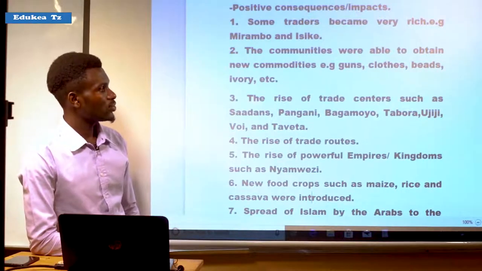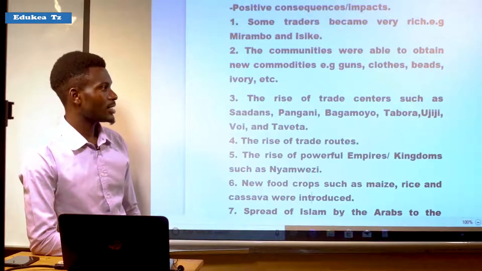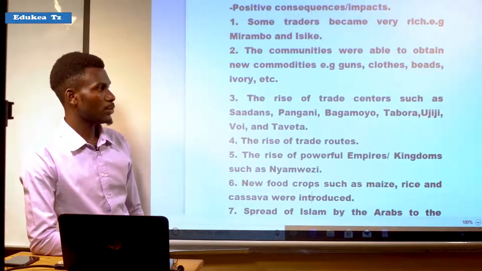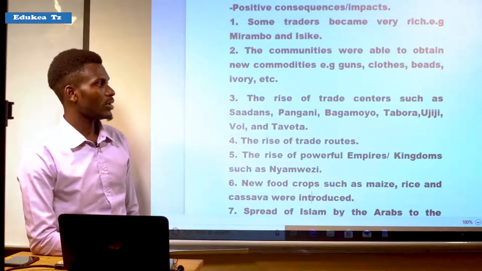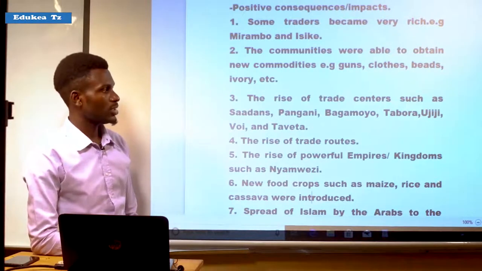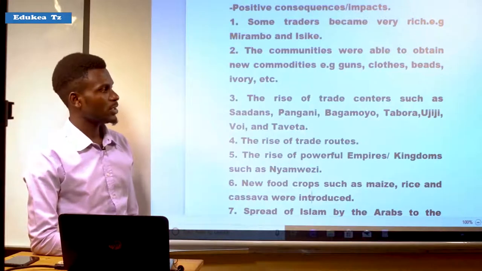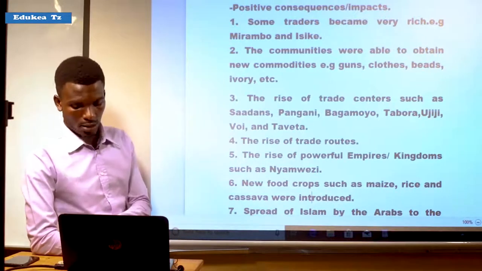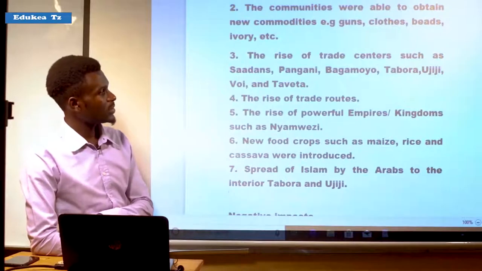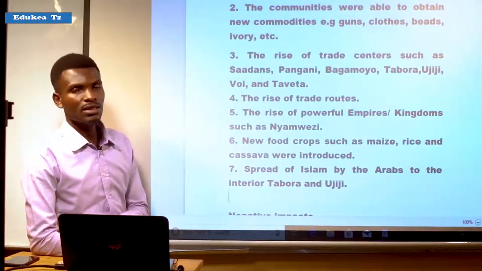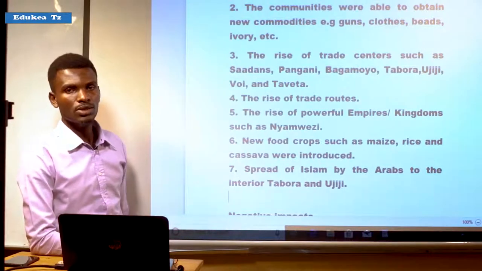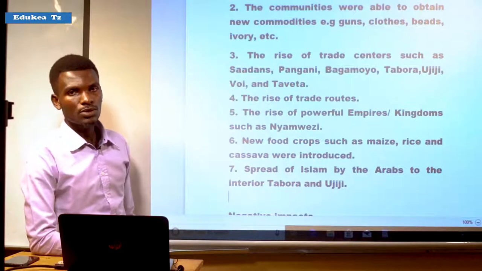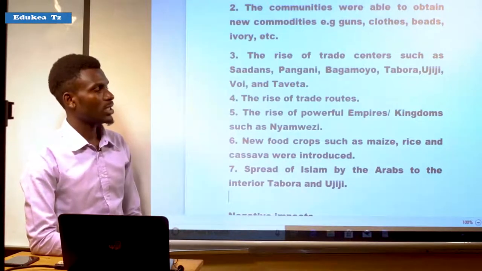Another is the rise of trade centers such as Sadani, Pangani, Bagamoyo, Tabora, Ujiji, Voi, and Taveta. These trading centers grew due to the regional trade that took place in East Africa. Another positive impact is the rise of trade routes: the southern route under the Yao, the central route under the Nyamwezi, and the northern route under the Kamba.